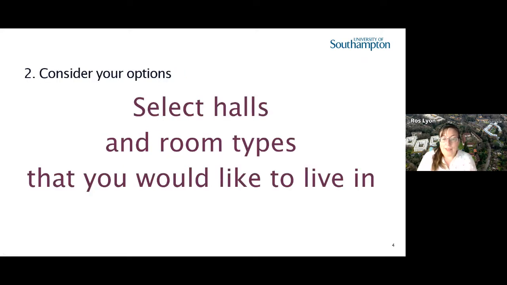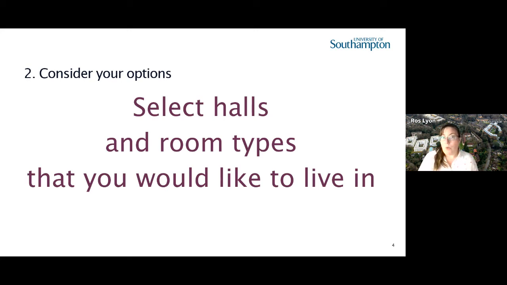My second tip is to think carefully about what options you put on your application and make sure you choose options that you'd be happy to live in. As you've seen today, you need to put at least 3 preferences on your application form. We have a lot of different types of accommodation, so take a moment to consider which options will be best for you. For instance, what can you afford? Being short of money isn't fun, so choose options that fit in with your budget. Look at the facilities available in each hall and consider what's important to you.